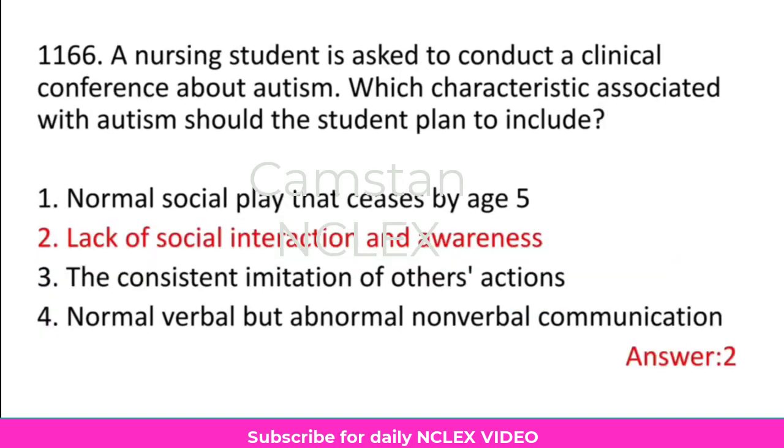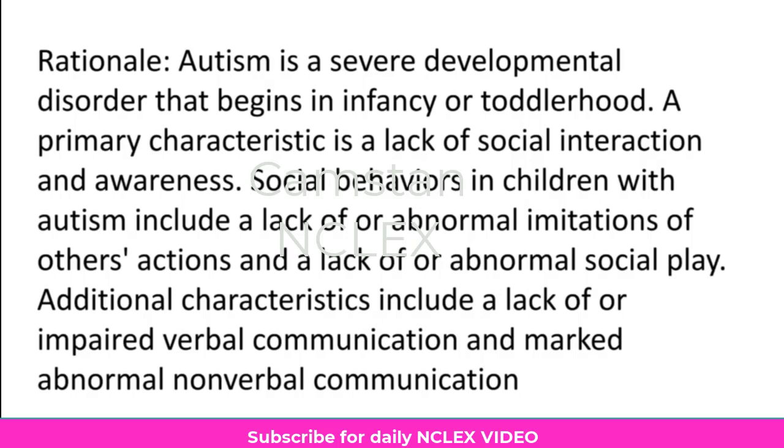So the right option is option 2, that is lack of social interaction and awareness. And the rationale behind it is, as we discussed, that autism is one of the severe developmental disorders mainly seen in infancy and toddlerhood, that is the age of 1 to 3 years. And the characteristics are abnormal social interaction, lack of communication, and lack of eye contact. All these are the symptoms seen in autism children.